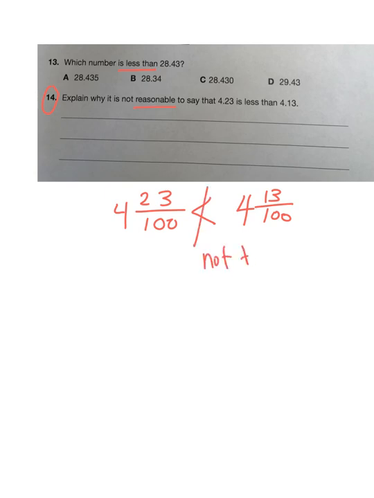Explain why it is not reasonable to say that 4 and 23 hundredths is less than 4 and 13 hundredths. So they're saying this is not a true statement. It is not true. It doesn't make sense. You have to write a sentence explaining why that's not true and doesn't make sense.